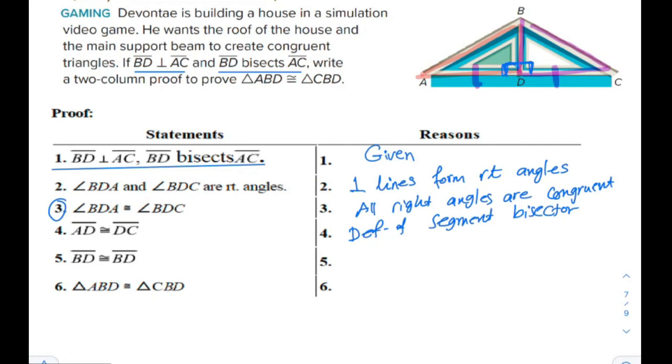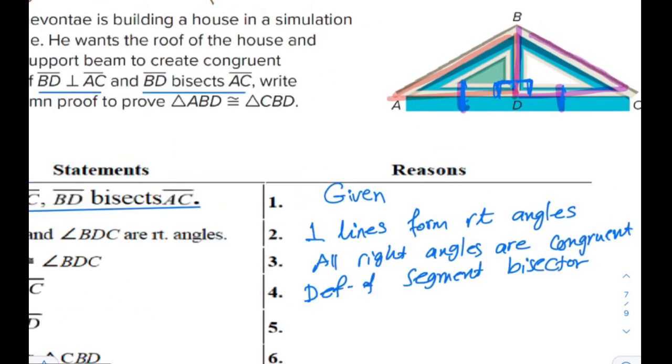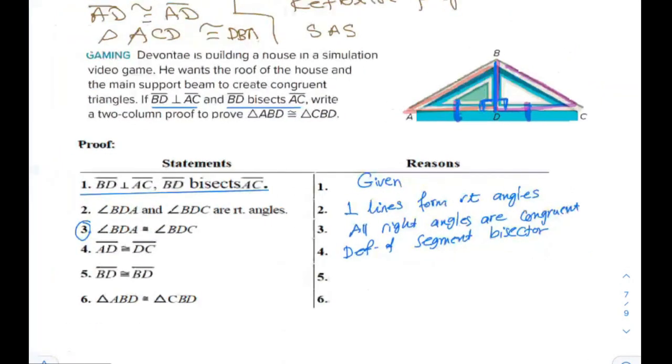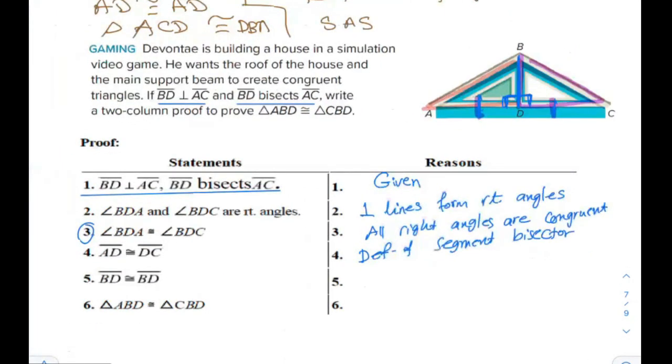We need to prove as much as we can. So we have this segment, and now we have a right angle. What else? Now we have this common side. So we will mention that BD is congruent to itself, and you should remember the property is the reflexive property of congruence.